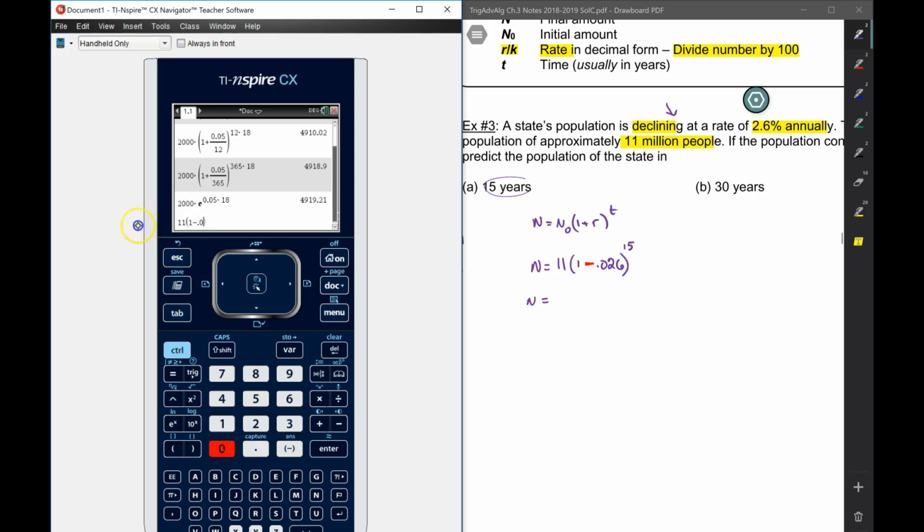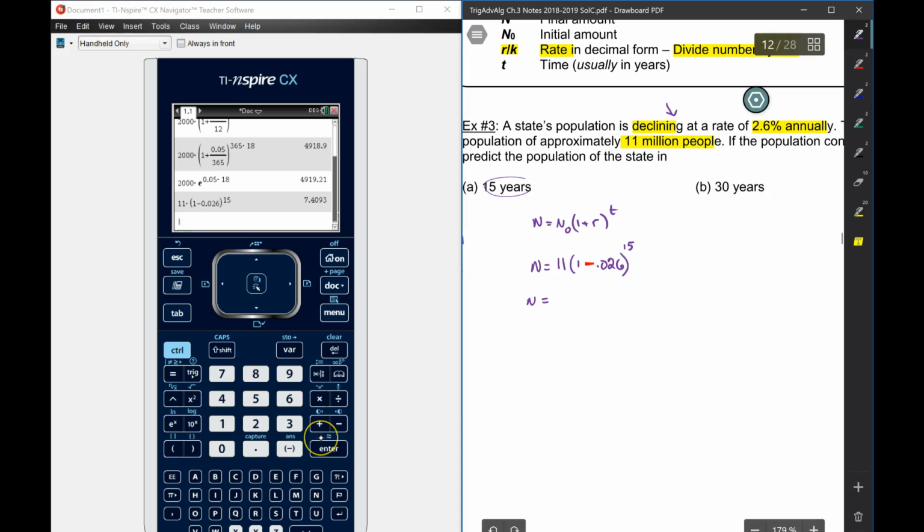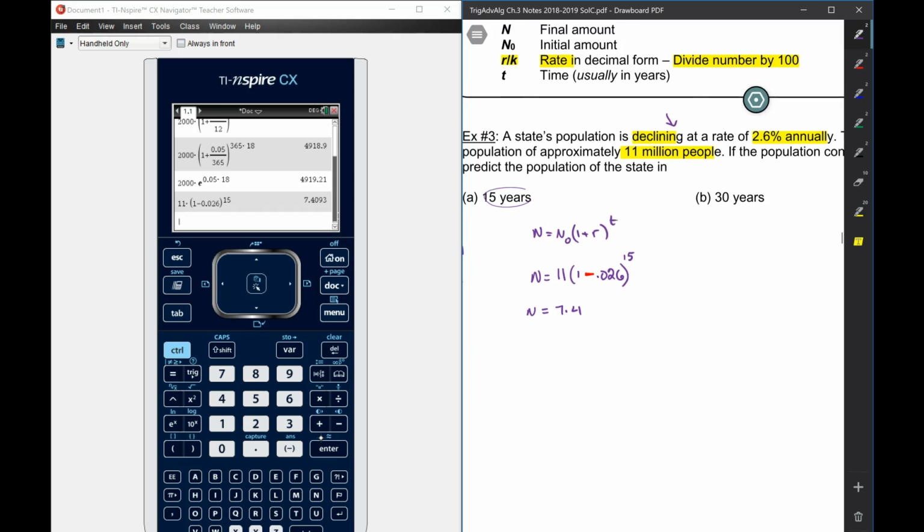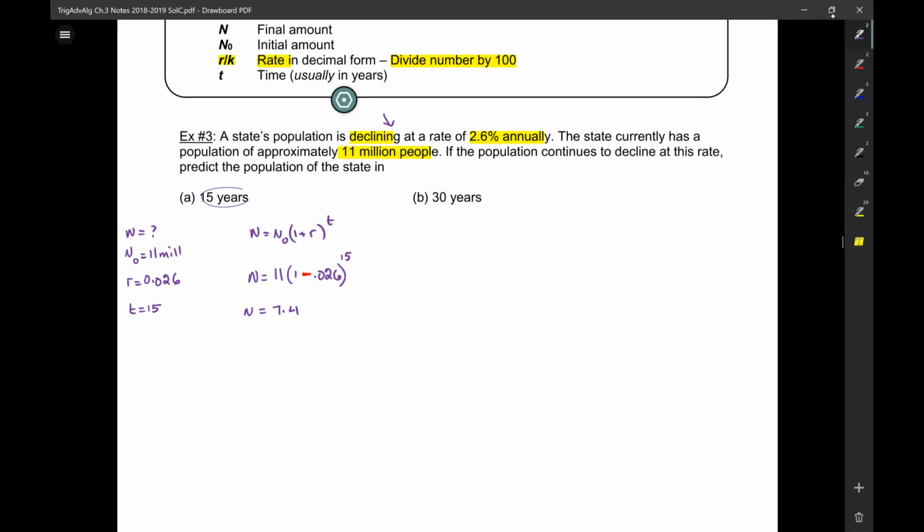1 minus 0.026 to the power of 15. Okay, that gives me 7.4. So does that mean there are 7.4 people in the state? 7.4 million. Okay? So we got 7.4, so we say 7.4 million people.